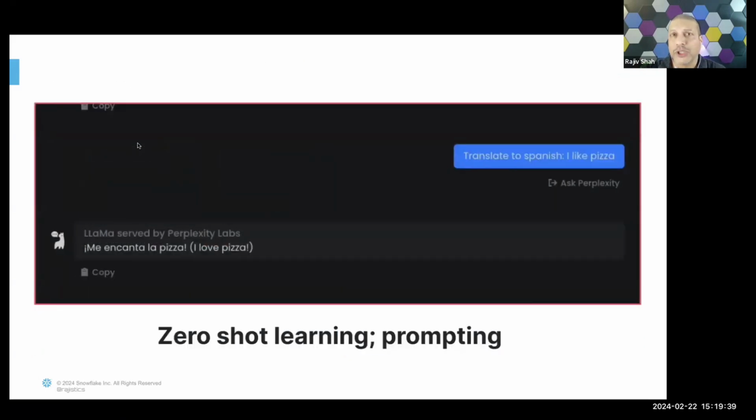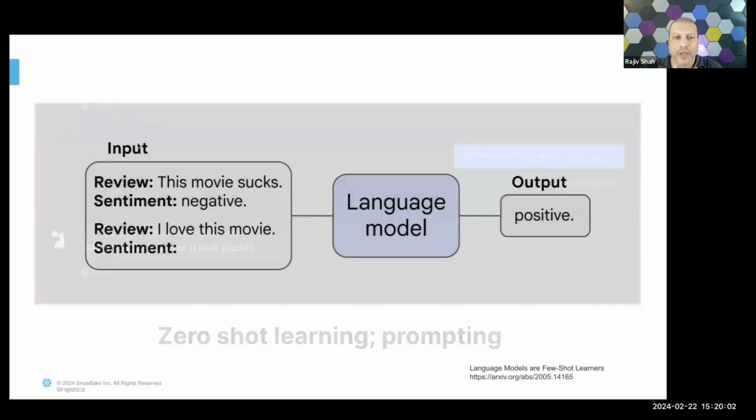Now, the way we talk to these models, you often hear the word prompting, that's called. And a simple prompt would be: translate I love pizza to Spanish. And in this case, we're just giving it a direct task that we want. And this is what's called zero-shot learning, where we're not giving it any examples. But there's more sophisticated ways to do this prompting. And there's an entire school of thought on this prompting.